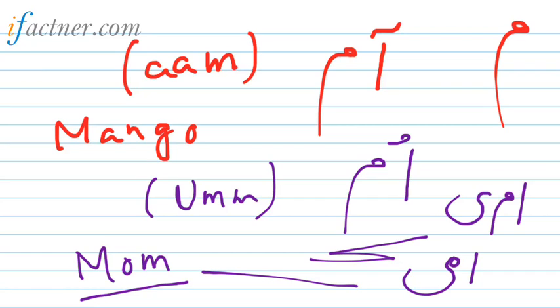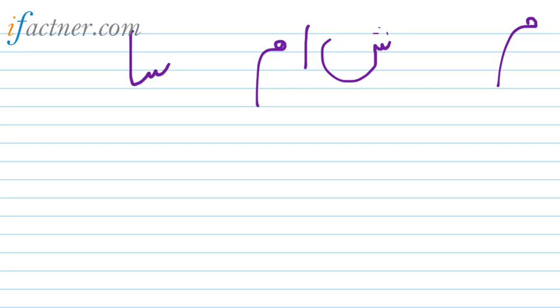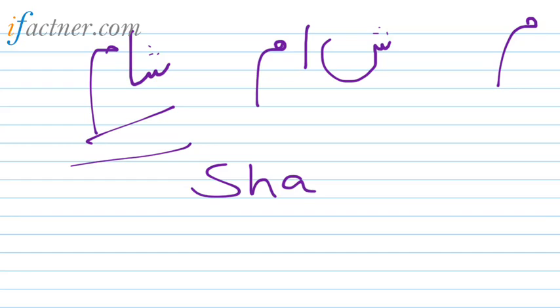Then there is another word called sham, sheen, alif, mim, and we write it like this, sham. Sham means evening.